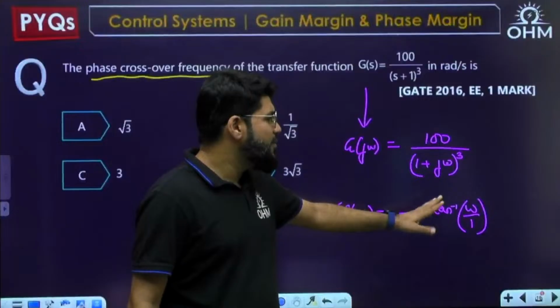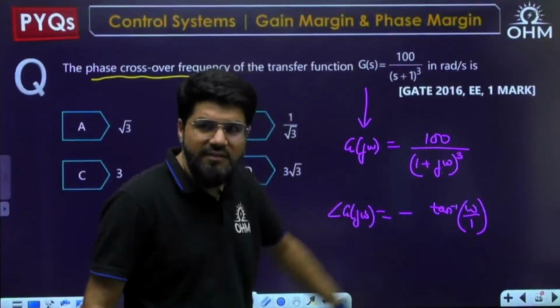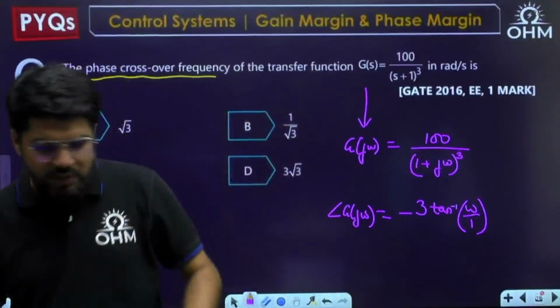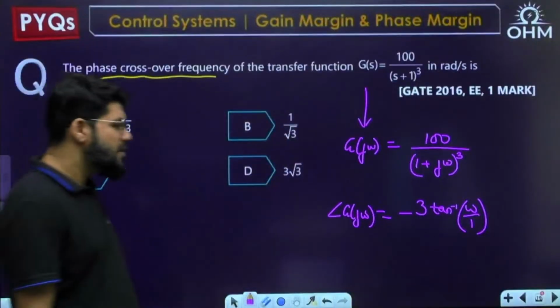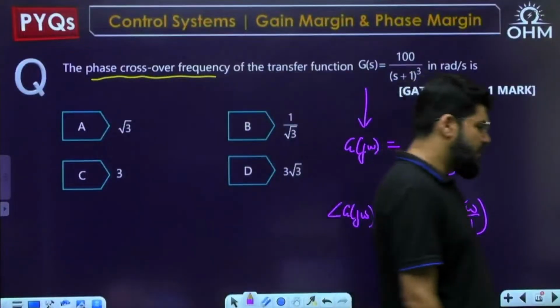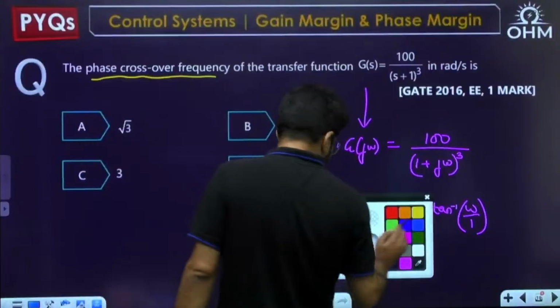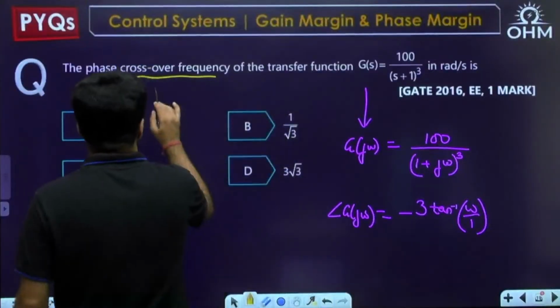So tan inverse omega by 1 will come 3 times, from 1 plus j omega into 1 plus j omega into 1 plus j omega. So what is the phase expression? Minus 3 tan inverse omega by 1. Now, what do I need? I need, in the question, the phase crossover frequency.